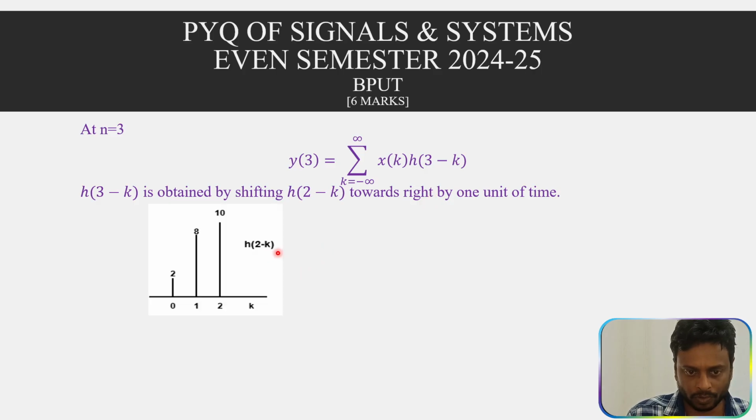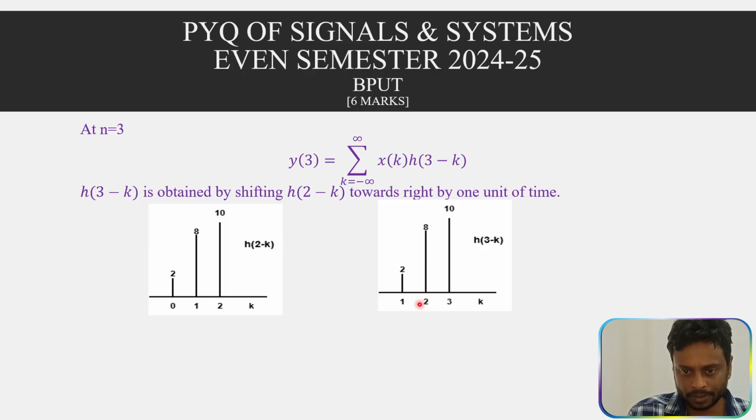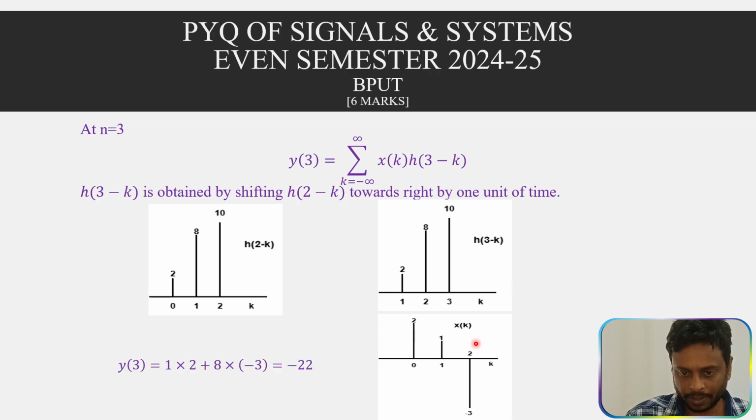So this is our h of 2 minus k, that will be shifted towards the right by 1 unit of time. So you can see that this is our h of 3 minus k, that will be multiplied with x of k. So how many common points are there? You can see common points are only 1 and 2. So let us multiply that.